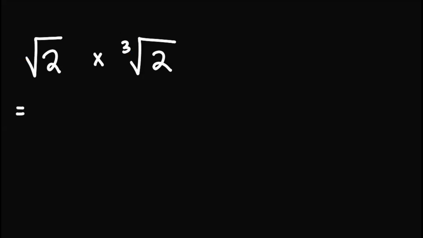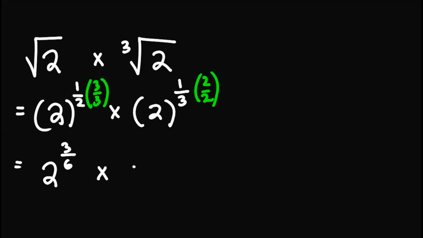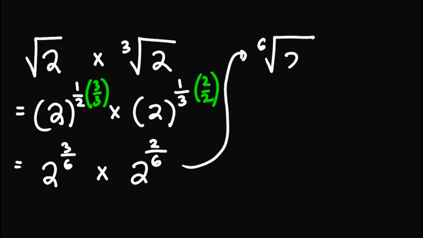Well, note that square root of 2, we can write this as 2 raised to 1/2 times 2 raised to 1/3. And recall that in fractions, if we have dissimilar fractions, what we can do is multiply 3/3 out here and 2/2 out here to make the denominator the same. So we'll have here 2 raised to 3/6 times 2 raised to 2/6. So when this one returns to its radical form, it will become the 6th root of 2 cubed times the 6th root of 2 squared.